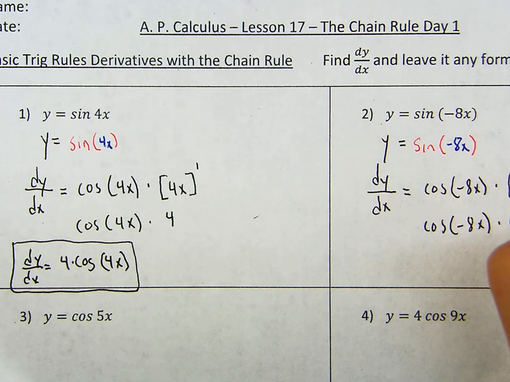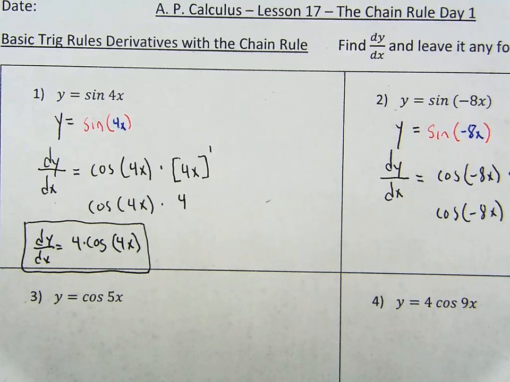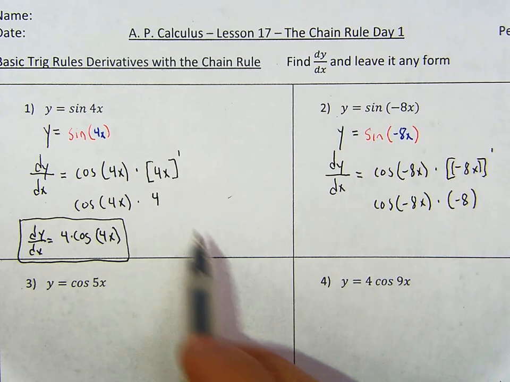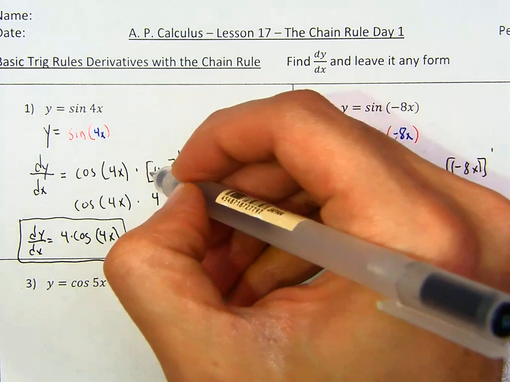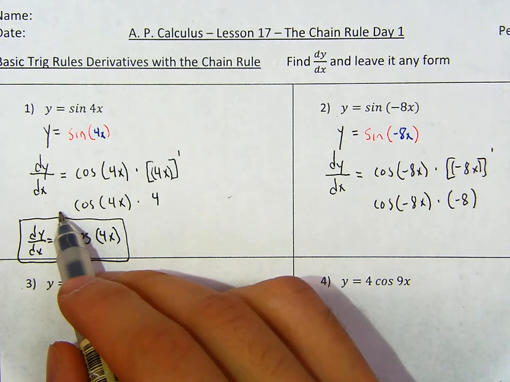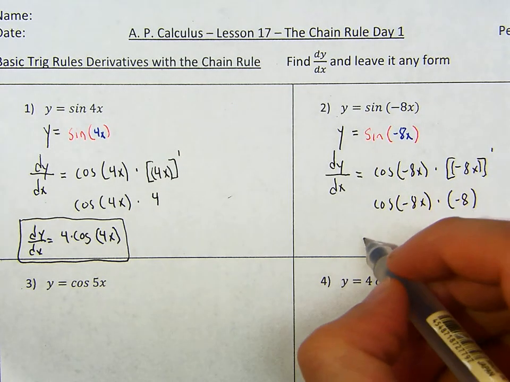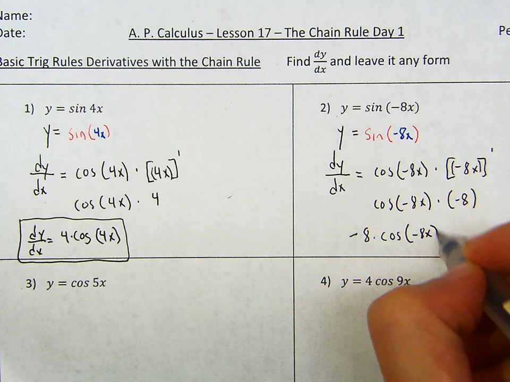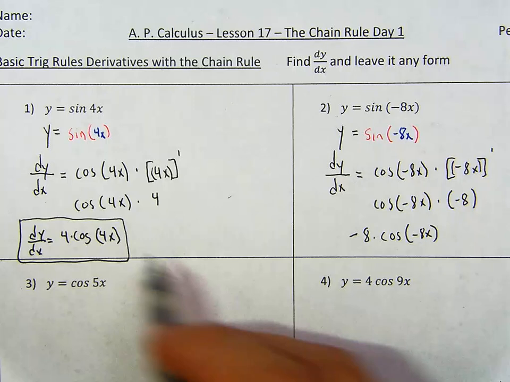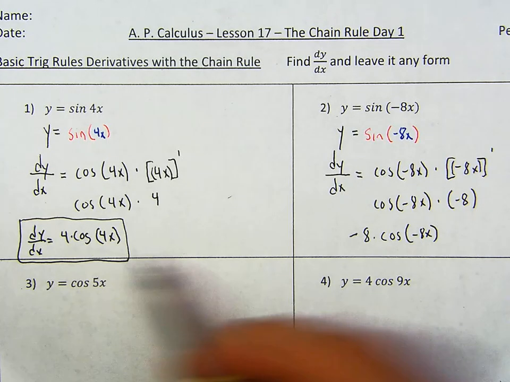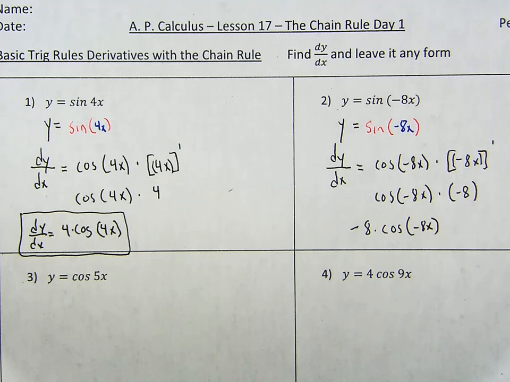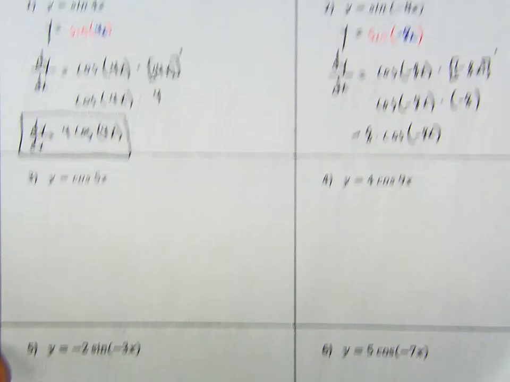So cosine of negative 8x times, what's the derivative of negative 8x? It's just negative 8, and then the same move we did, let me fix the camera angle, my bad, the same move we did over here, where we multiplied the 4 over here, we just multiply the negative 8. So this is just negative 8 cosine of negative 8x, right? You don't need to have this multiplication symbol here, but I just have it there sometimes just so you guys could clearly see.